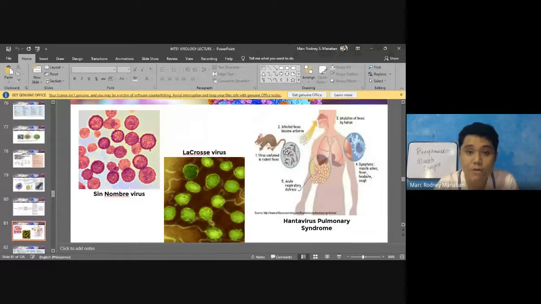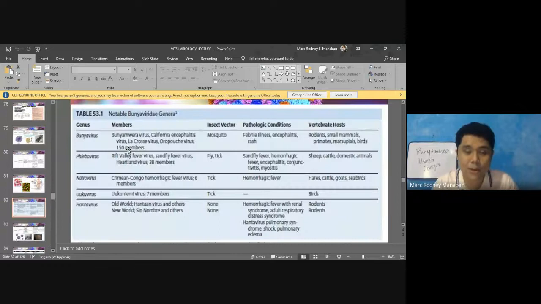Alright. Now again, this is the table for the Bunyaviruses na mga cause of disease. You have again the hantavirus. Ang hantavirus is the genus, no? Under Bunyaviridae. So hantavirus again, siya ang non-arthropod borne. Okay? Again, it can be transmitted through aerosolized secretions of your rats. Okay? So again, it's divided into old world and new world. Ang new world, nandiri si Sin Nombre. So siya ang cause sa hantavirus pulmonary syndrome.